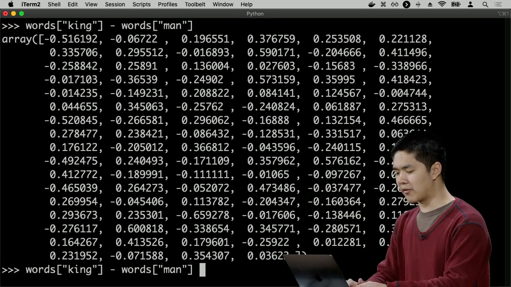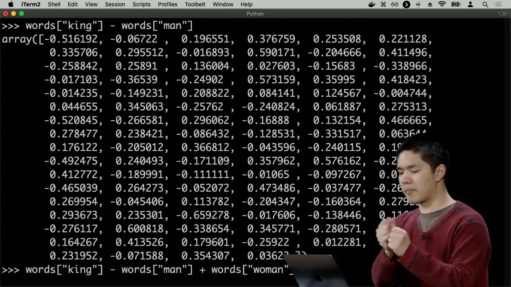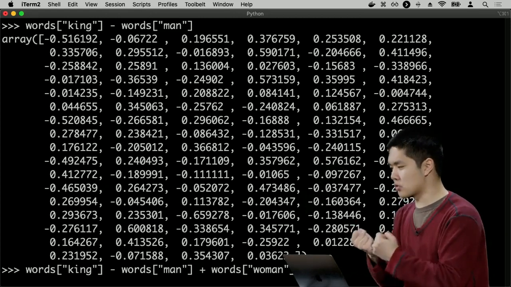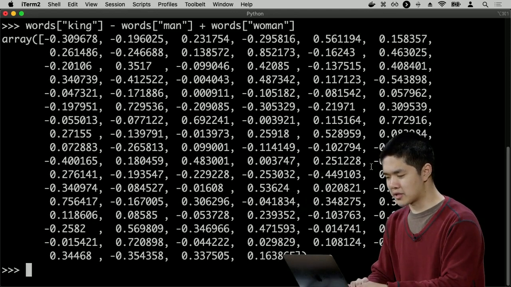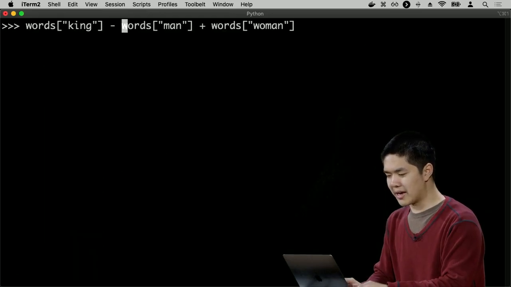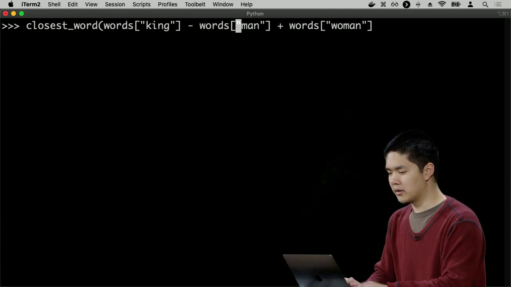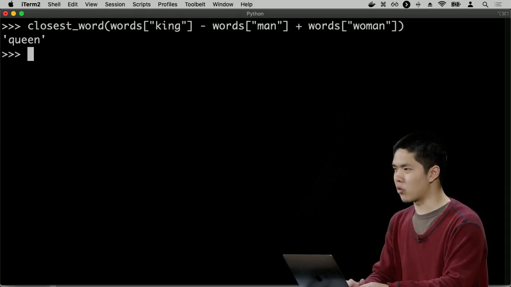So what happens if I add woman to that? Whatever took us from man to king, go ahead and apply that same vector to the vector representation of the word woman. And that gives us this vector here. And now, just out of curiosity, let's take this expression and find the closest word to it. And amazingly, what we get is the word queen.